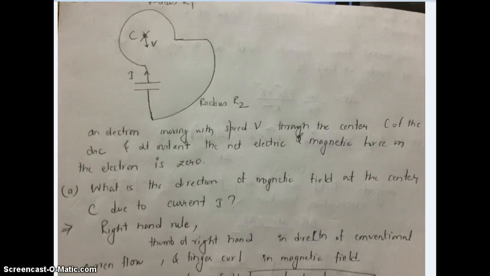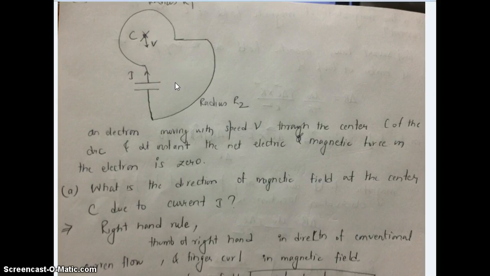For the screencast of chapter 21, I have chosen a problem from a book where you can see two straight wires carrying the conventional current I, connected by a 3/4 circular arc of radius r1 and a 1/4 circular arc of radius r2. An electron is moving with speed v through the center C of the arc. At that instant, the net electromagnetic force on the electron is 0.